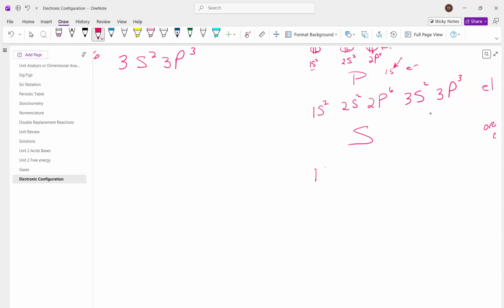It's going to be 1s2, 2s2, 2p6, 3s2, 3p4. 6 if we just keep going. Oh, the 6, because it ends at Ar? Is that what it means? Because there's 6 on each side. Okay, that's right, that makes sense now. It ends at 6.